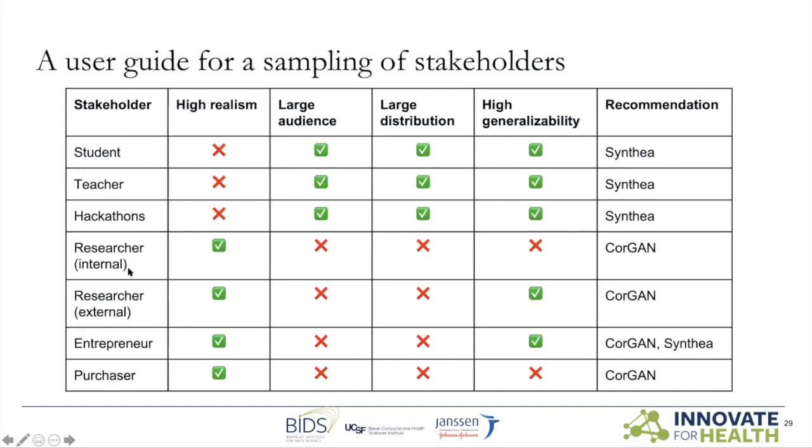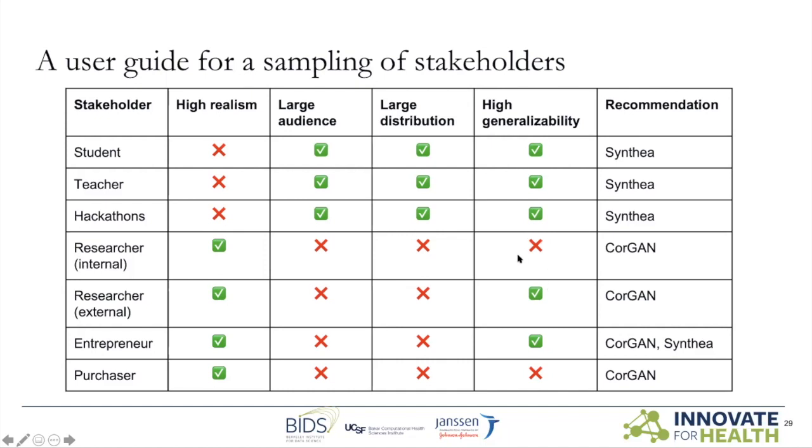For internal researchers, for example, internal researchers in another group who don't have IRB access or who are awaiting IRB access to a particular real data set. In this case, high realism is extremely important, but it would have a very narrow scope of distribution.